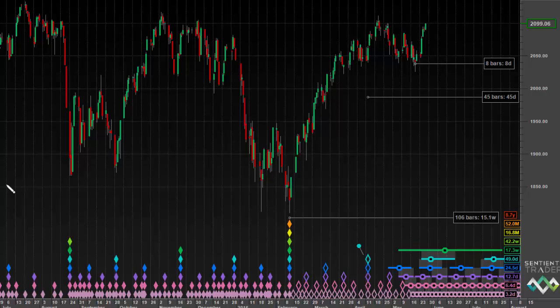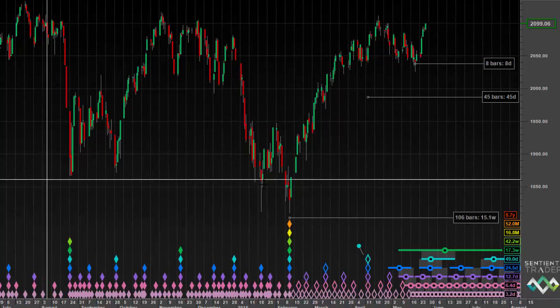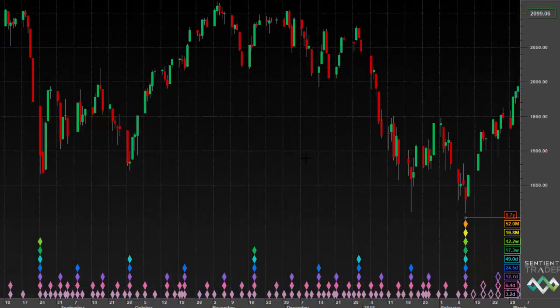Many people speak as though there is only one cycle that is dominant in the market. I have a slightly different opinion, and I know not everybody agrees with me, but I believe that there can be multiple cycles that are dominant in a market at any one time.